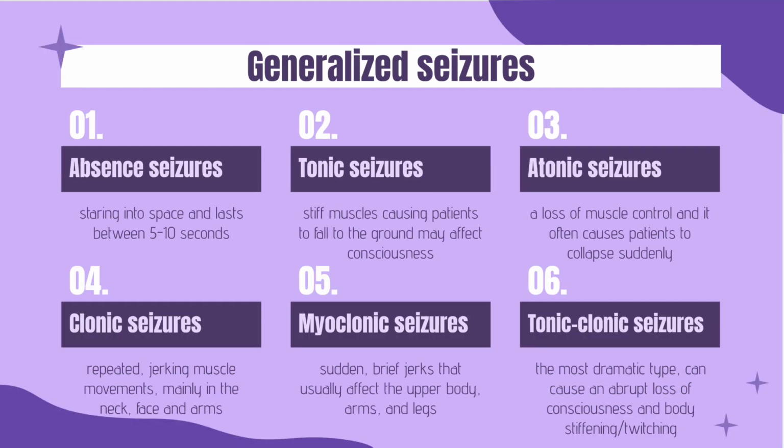Generalized seizures include absence seizures, characterized by staring into space and only last between 5 to 10 seconds. Tonic seizures cause stiff muscles and may affect consciousness, also causing patients to fall to the ground. Atonic seizures cause a loss of muscle control, and since it most often affects the leg, it often causes patients to collapse suddenly. Clonic seizures are characterized by repeated, jerking muscle movements, mainly in the neck, face, and arms. Myoclonic seizures usually appear as sudden, brief jerks that affect the upper body, arms, and legs. Tonic-clonic seizures are the most dramatic type and can cause an abrupt loss of consciousness and body stiffening or twitching.